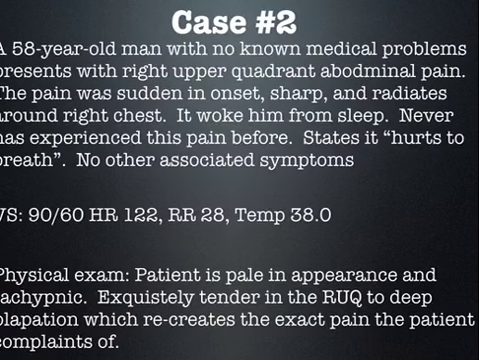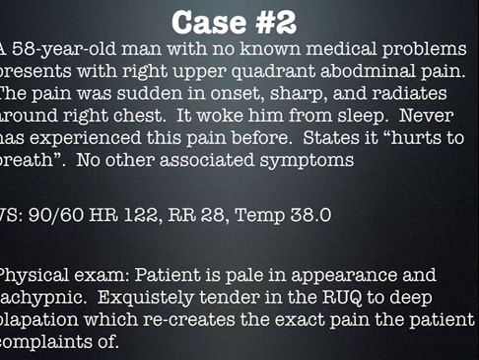All right. Here's a second case. This is a 58-year-old man with no known medical problems, with right upper quadrant abdominal pain. It was sudden onset, sharp, radiating around the right chest. It woke him from sleep. He had never experienced this pain before and states it hurts to breathe. He has no other associated symptoms.